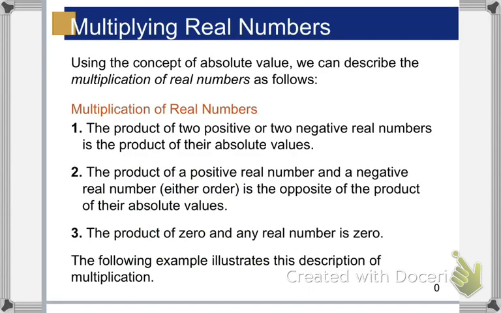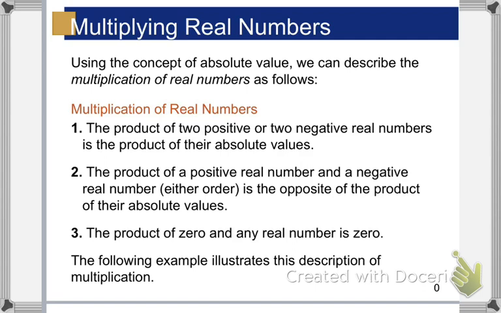So, here we've got some definitions of what we're doing when we are multiplying numbers. The product of two positives or two negatives. So that's if your signs are the same. If I have a positive times a positive or a negative times a negative, my answer is always going to be positive. Okay? If I have one positive and one negative, what's my answer always going to be? Negative. Okay, it always works like that.